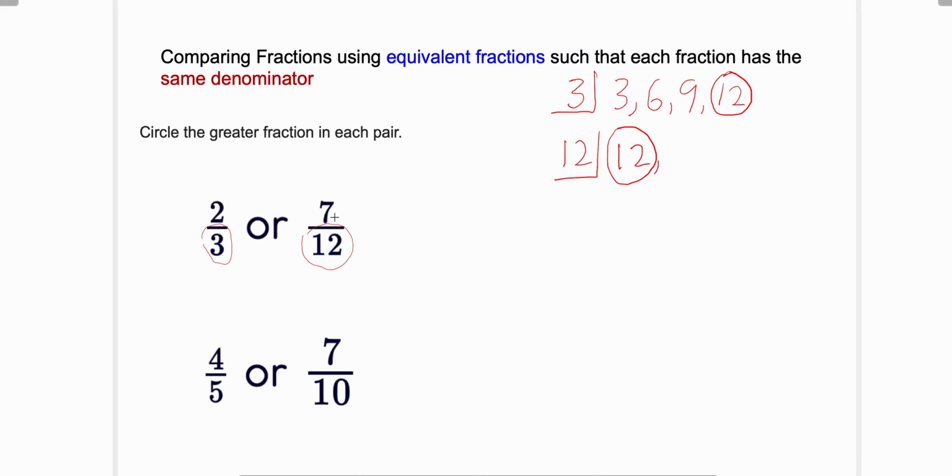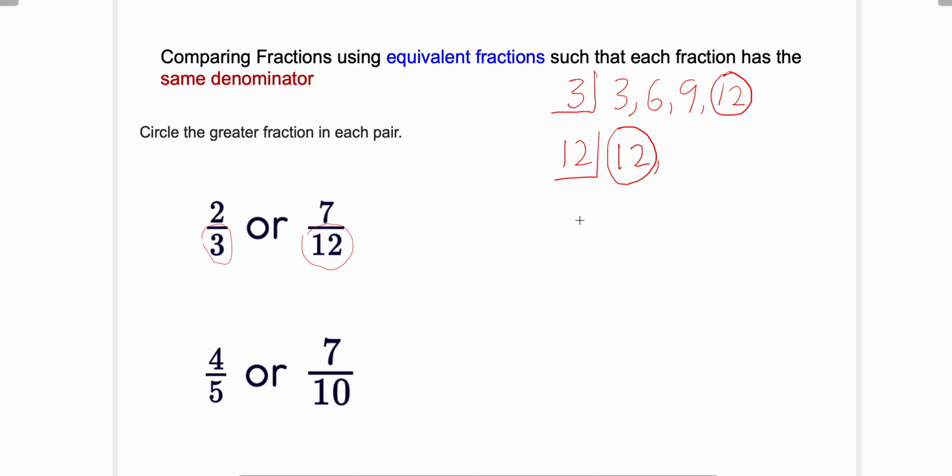So this tells me this fraction is times 1. I don't even have to change it. This will remain the same. So 7/12 stays the same. You only have to create an equivalent fraction for this side, because 12 is your desired denominator.